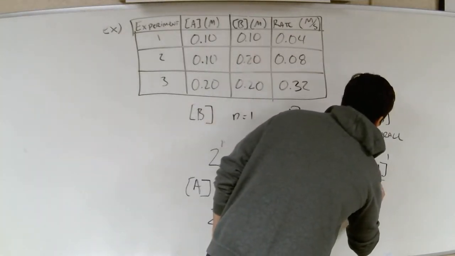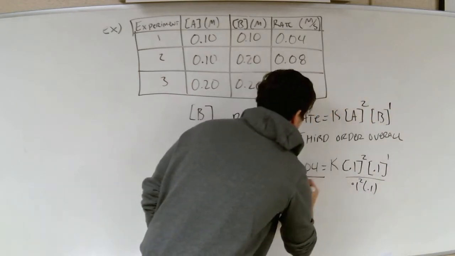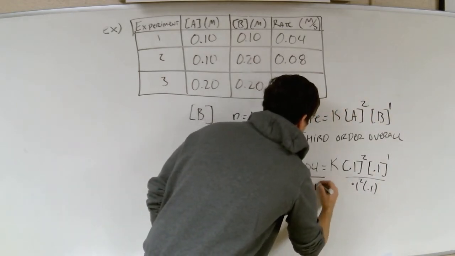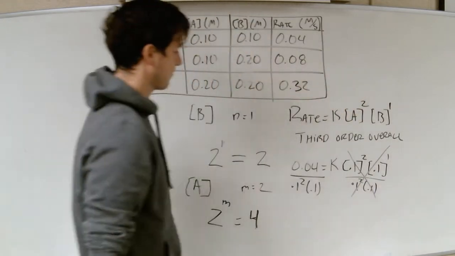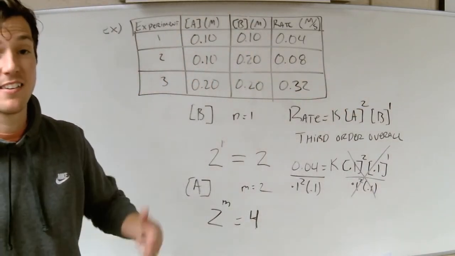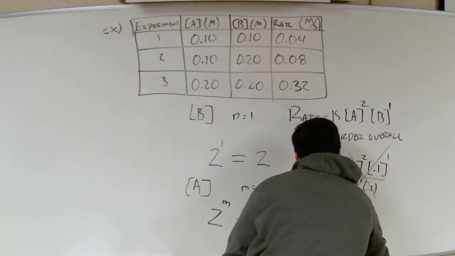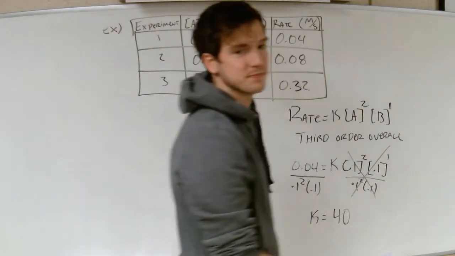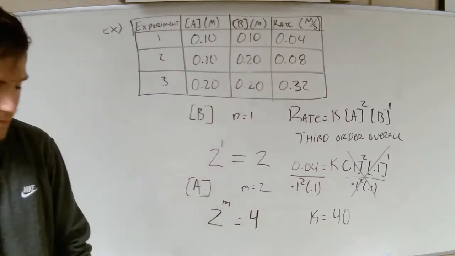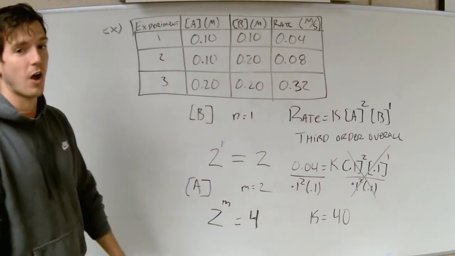0.1 squared times 0.1 on both sides. And K should equal 40. So that is our rate law constant.